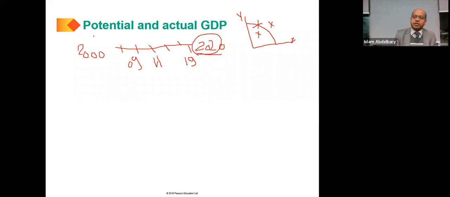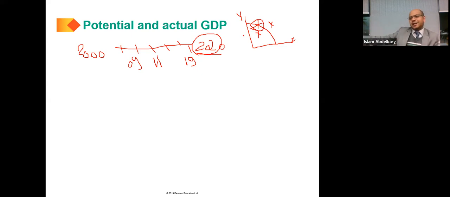I'm just caring about this year. So what are the available resources now? We have this amount of human resources. We have this amount of physical resources. So it's possible by these resources to produce a maximum of this amount, or a point here on the BBF curve. This is the potential GDP.